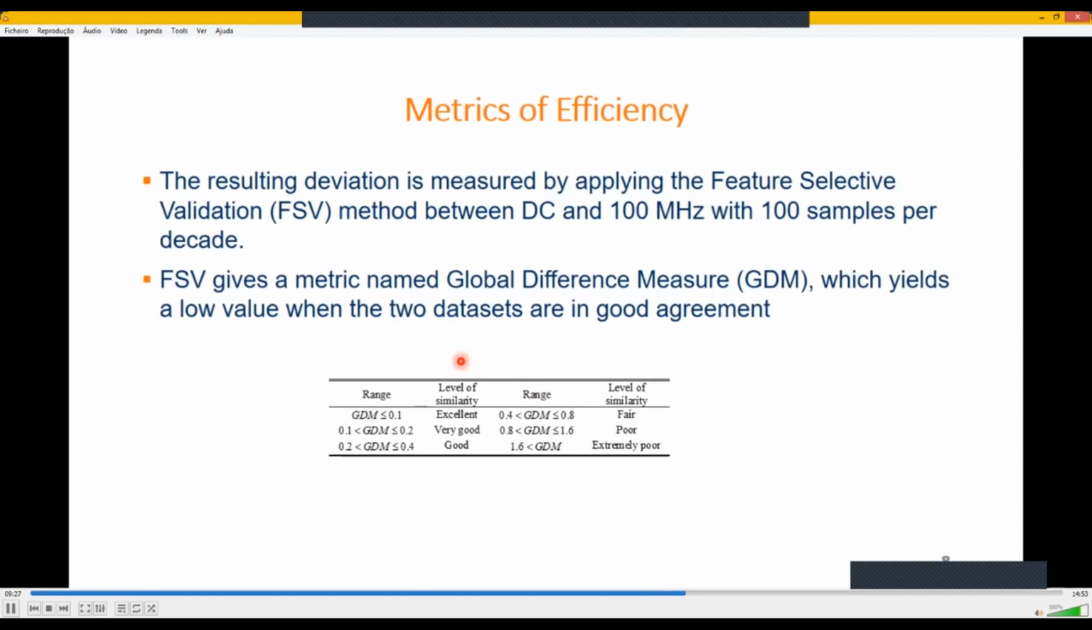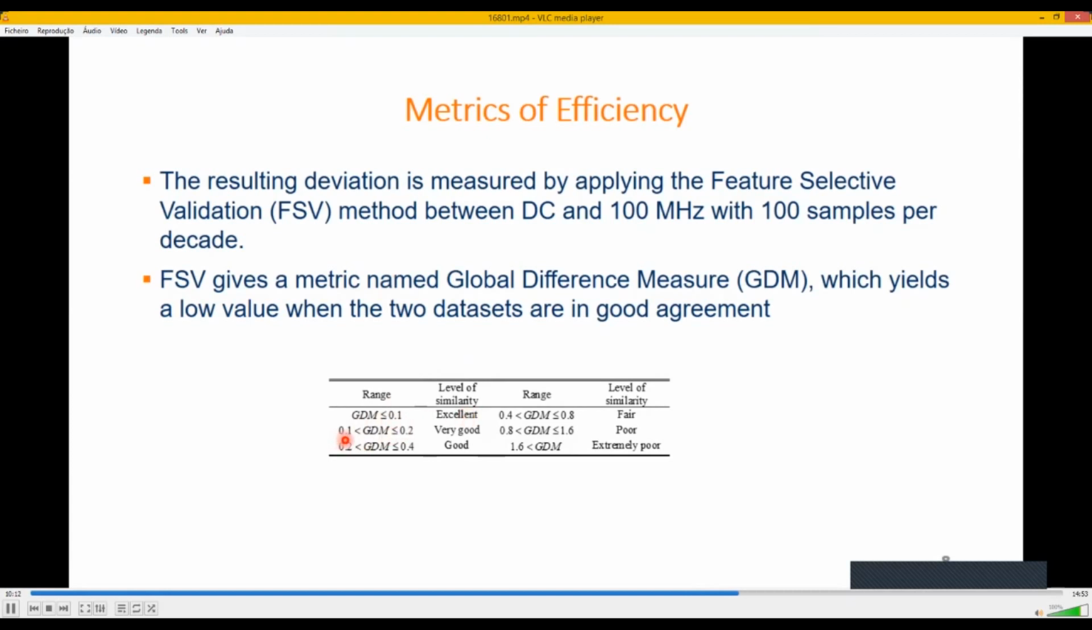Once I apply this perturbation, I need also metrics to understand the efficiency and to see how much deviation this perturbation induces. So the resulting deviation is measured by applying the feature selective validation method between DC and 100 MHz with 100 samples per decade. FSV gives a metric named Global Difference Measure, GDM, which yields a low value when the two datasets are in good agreement. In other words, when the deviation is low. Ideally, GDM should be less than 0.1 so that I have an excellent level of similarity.